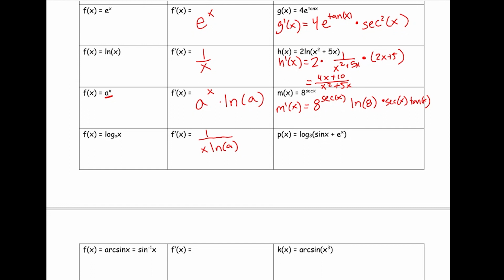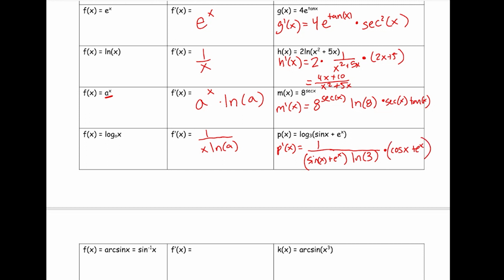The derivative of log base 3 of sine x plus e to the x would be 1 over, oh, not 3, sorry, 1 over sine x plus e to the x times the natural log of 3. This is sort of our baseline derivative, but then we need to multiply by the derivative of the inside. So that would be cosine x plus e to the x.